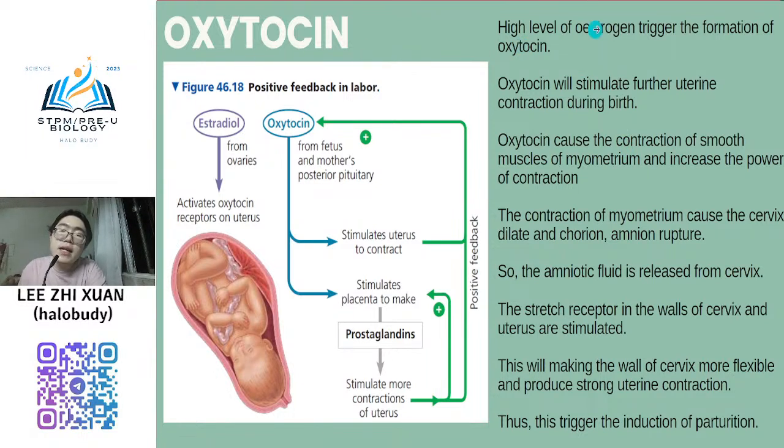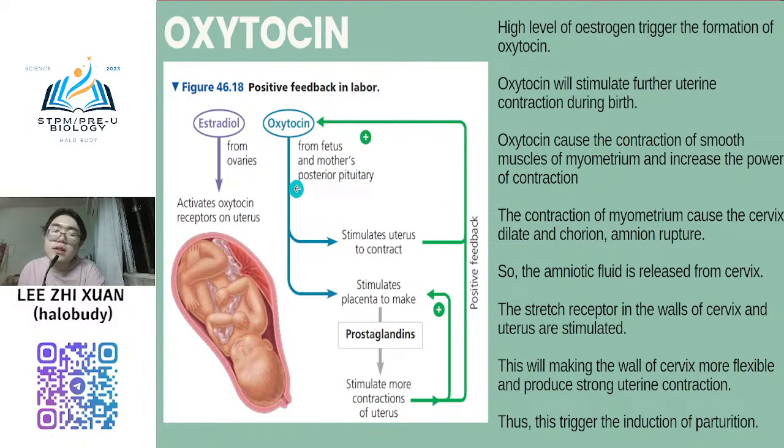So oxytocin, you need to remember that it is at the final stage only. At the initial and middle stage of the pregnancy, there is no oxytocin. Only at the final stage of the pregnancy, at a higher level, oxytocin starts to be secreted. Oxytocin will be triggered by the high level of estrogen. I already mentioned that the high level of estrogen at the final stage will increase, so it will trigger the formation of oxytocin. The main function of oxytocin is to stimulate further uterine contraction during the birth.